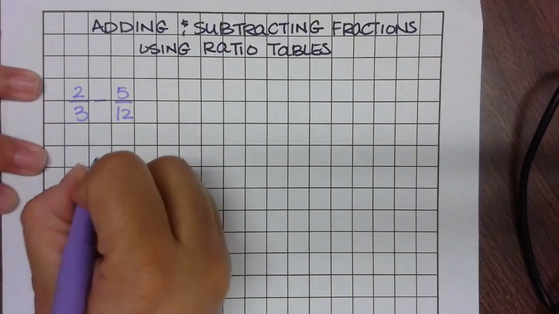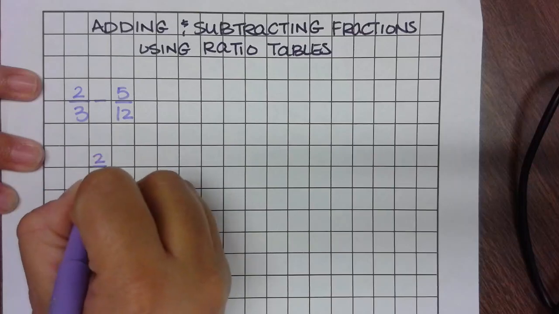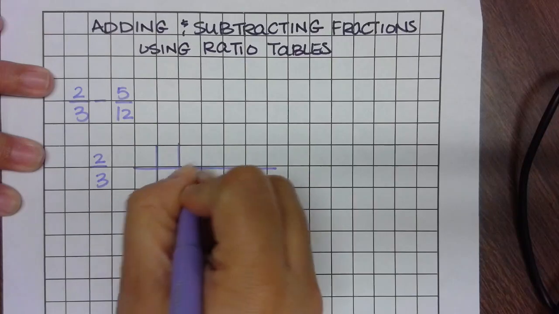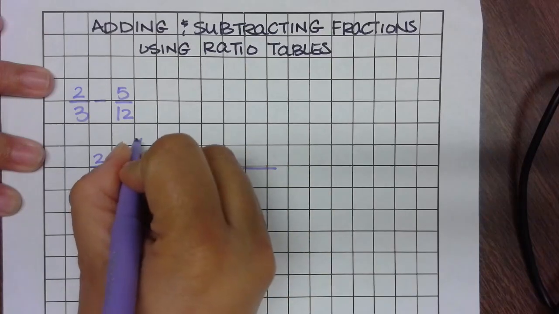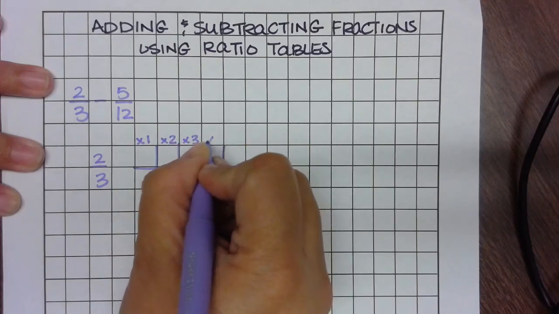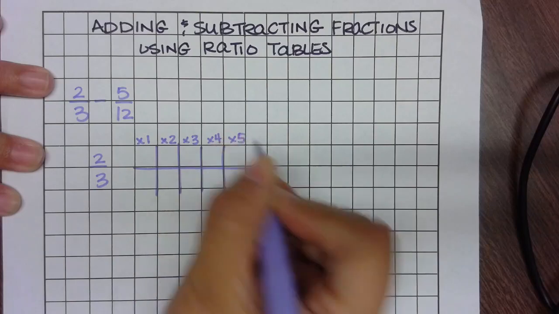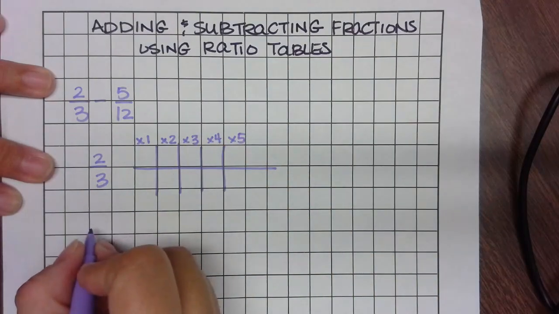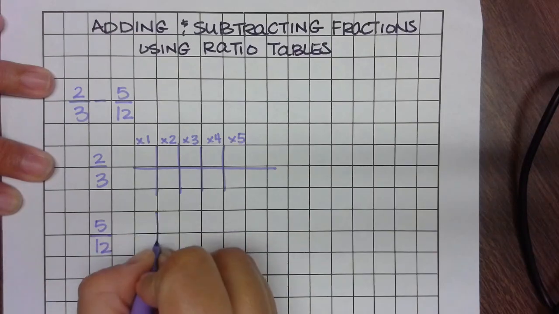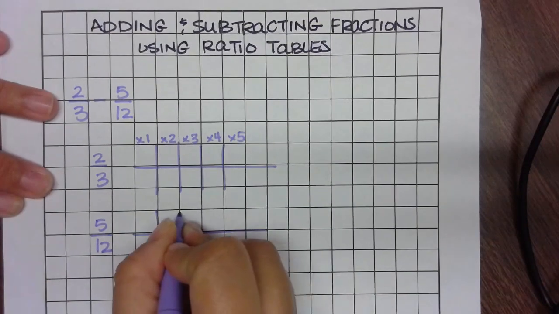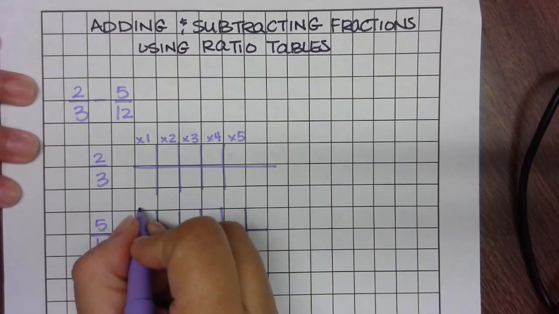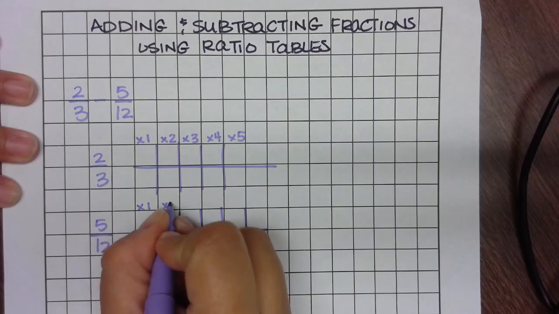Okay, so we're going to do a ratio table for the 2/3. So we're setting up our ratio table: times 1, times 2, times 3, times 4, times 5. Then we're also going to do a ratio table for 5/12. Again, just set up your ratio table. I may not need all these. Okay, so let's do times 1, times 2 again.